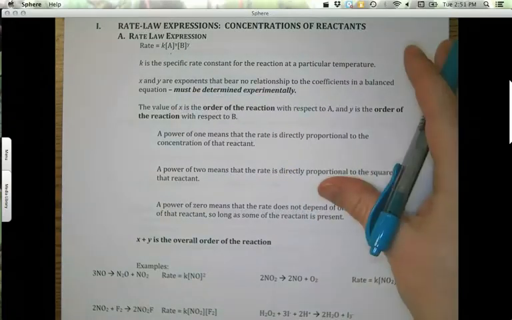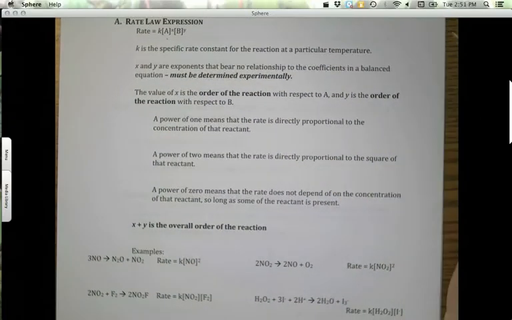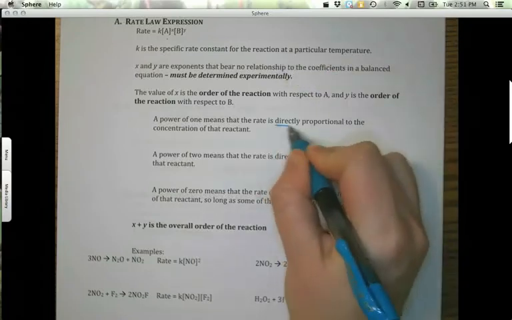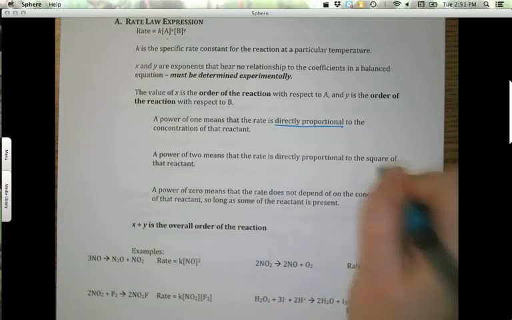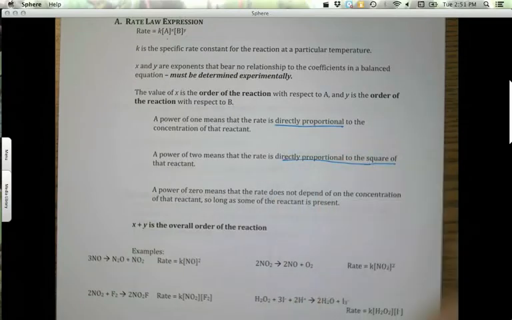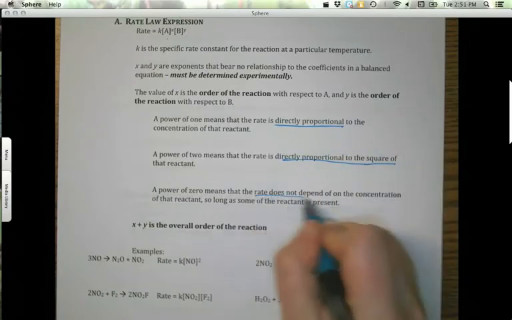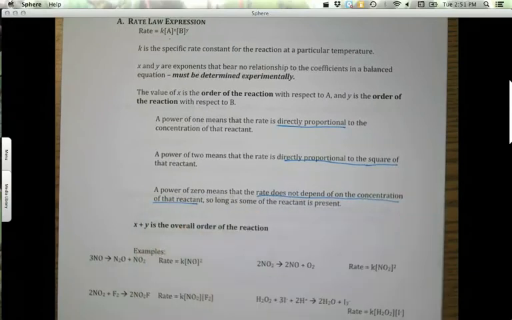We'll talk a little bit about what that means here in a sec, but the overview is that if it's to the first power, that means that the rate is directly proportional to the concentration of that reactant. So doubling the concentration doubles the rate. Quadrupling the concentration quadruples the rate. A power of 2 means it's directly proportional to the square of that reactant, and a power of 0 means that the rate does not depend on the concentration of that reactant so long as some of it is around. And if we add up all our exponents, we get the overall order of the reaction.